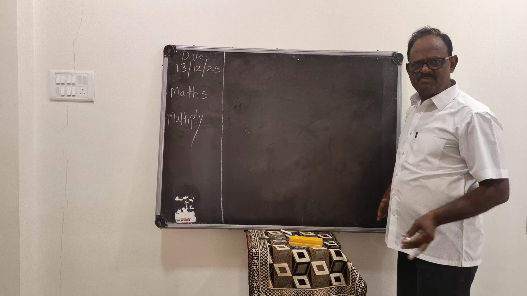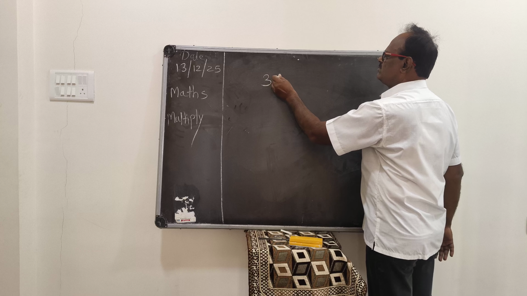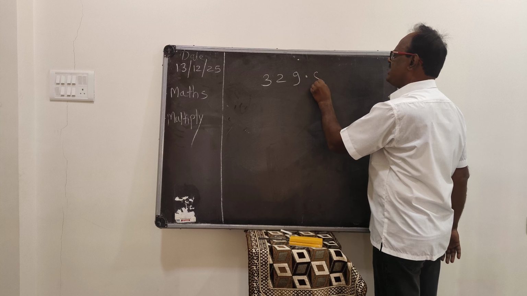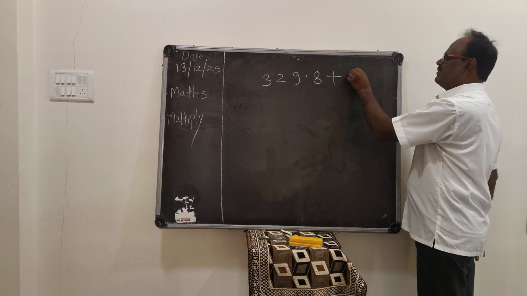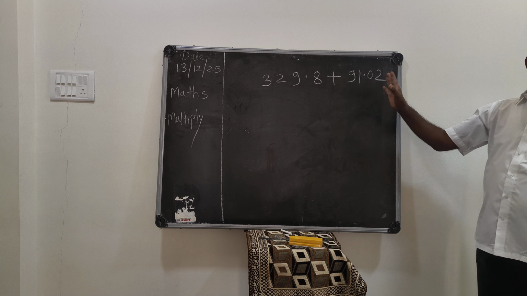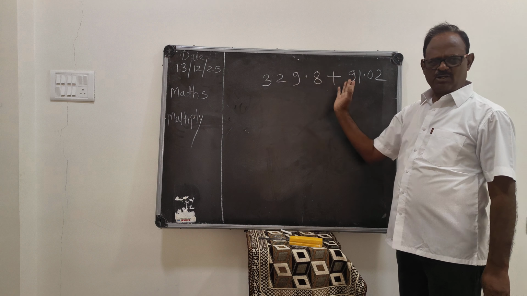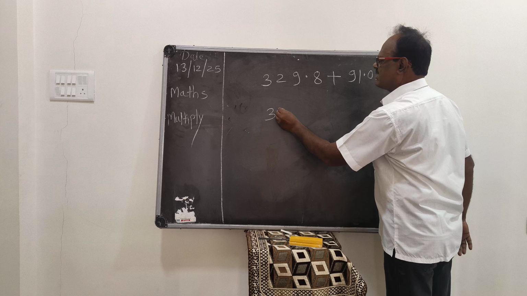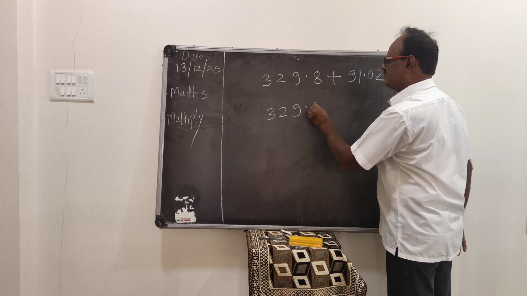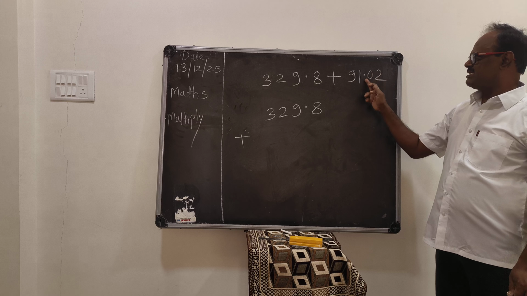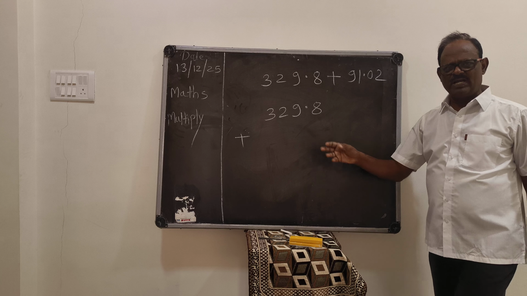Now take another example: 329.8 plus 91.02. Now how to add these two numbers? Simple rule. Write this number first of all, 329.8 plus. The simplest rule is decimal point below the decimal point.